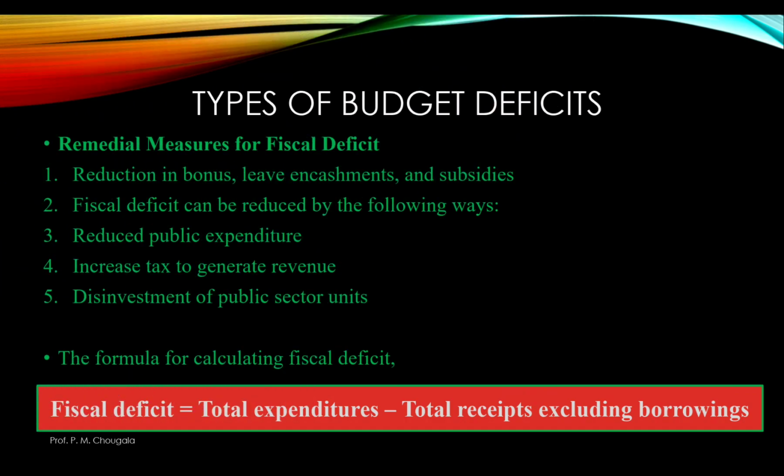Then what are the remedial measures for fiscal deficit, or how to resolve this kind of problem in the economy? The first thing is reduction in bonus, by reducing the bonuses, leave encashments and subsidies. These all things are to be reduced.